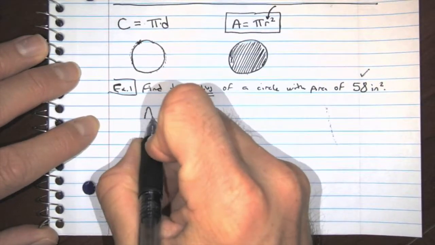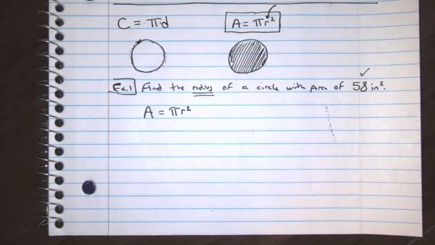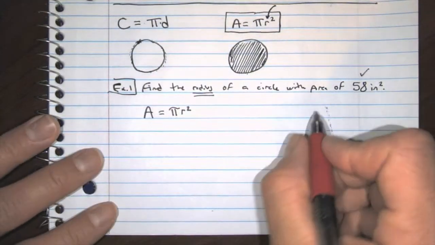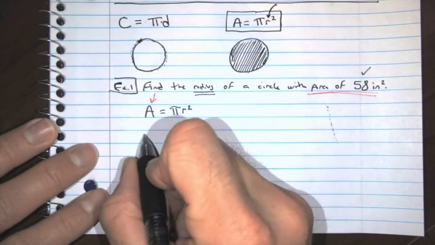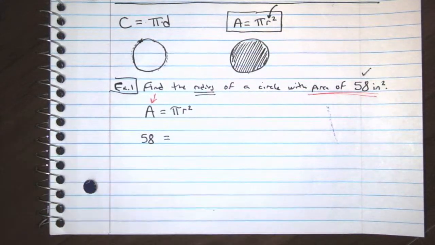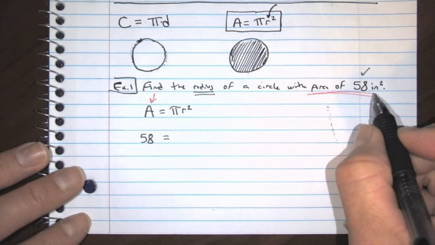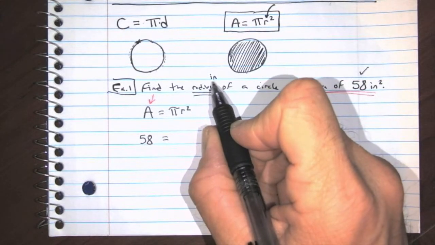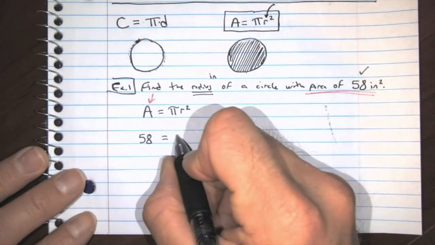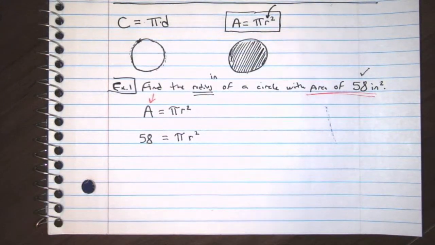Go ahead and start by writing your area formula for a circle. Area equals pi r squared. And plug in the information that you know. We are given the area is 58, so that's going to go right here. So 58. We can neglect the units for the time being. If the area is inches squared, I think the radius is going to be in inches. 7 inches, 54 inches, 13 inches. It's going to be in inches. So go ahead and disregard the units. 58 equals pi r squared.